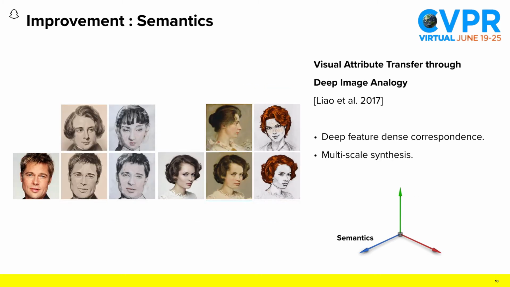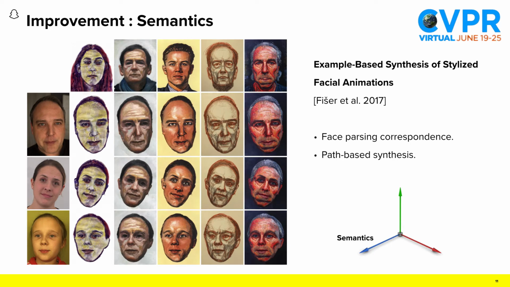Using semantic information, this deep image analogy work represents a non-parametric method that uses dense semantic correspondence to progressively synthesize the result in a coarse-to-fine manner. And specifically for face, this method uses face prior to perform semantics-aware patch synthesis to achieve nice stylization results.